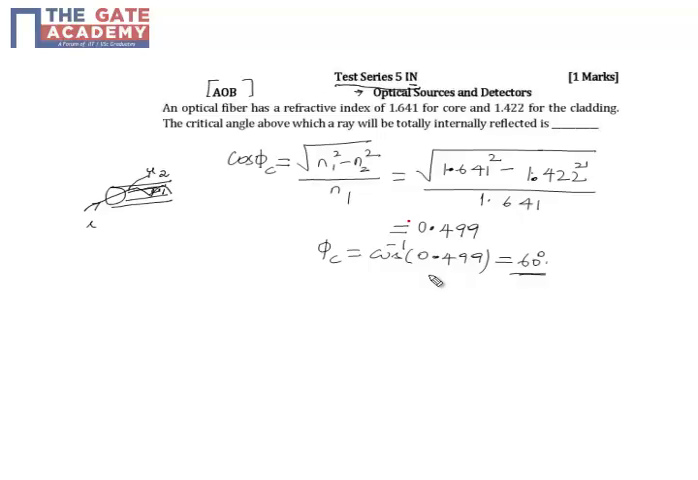So I take the inverse cos of the value, and I get 60 degrees, which is nothing but approximately 0.5. So cos 60 is half, which is 0.5. So the angle of incidence with respect to the normal should be 60 degrees for it to be totally internally reflected. So here the answer is 60 degrees.